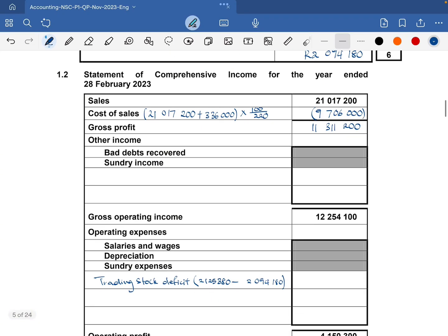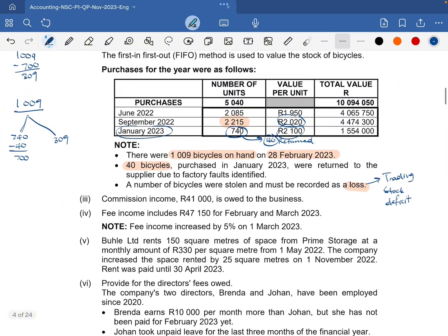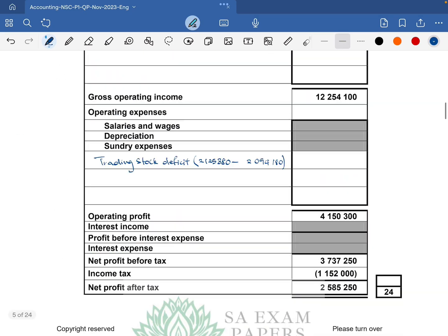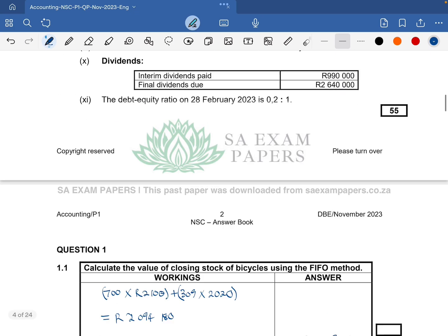And then we're going to look at our other income, but let's just quickly follow the information that we're given. So information B, Roman figure 3 is what we're looking at. It says commission income 41,000 is owed to the business. This is owed to us. Be not confused. So this is owed to us. It is income but not an expense. Okay, 41,000 of commission income is owed to us. So that's commission income. Okay, we're done with commission income.